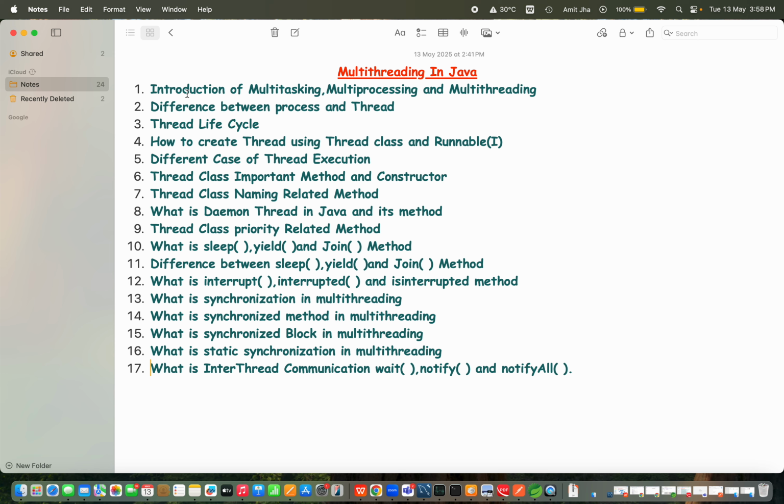So guys, the next topic is the difference between process and thread. We also need to be aware of what is a process and what is a thread. If you understand what is a process and a thread, then your complete multi-threading concept becomes very easy to understand. Then guys, the next topic is the thread life cycle. Then guys, how to create a thread using the Thread class and the Runnable interface.